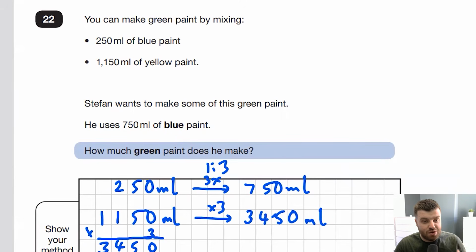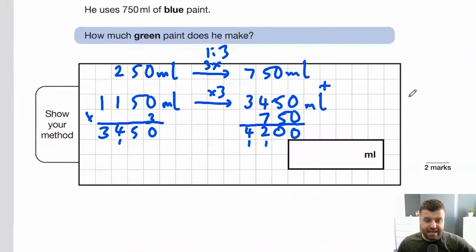Now to find out the total number of green paint he makes altogether, we've got to add these values up. So I'm going to line them up properly. I'm not going to fall for that trap. I'm going to put them one below the other. 0 in the 1s, 10 in the 10s, we exchange over. 7 plus 4 is 11, plus 1 is 12. 3 plus 1 is 4. And I'm going to scroll down so I can put it really neatly in this box. He makes 4,200 milliliters of green paint.